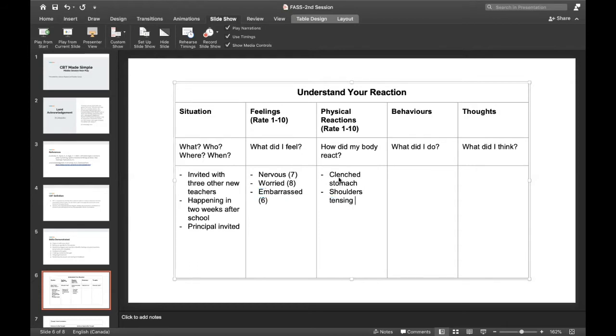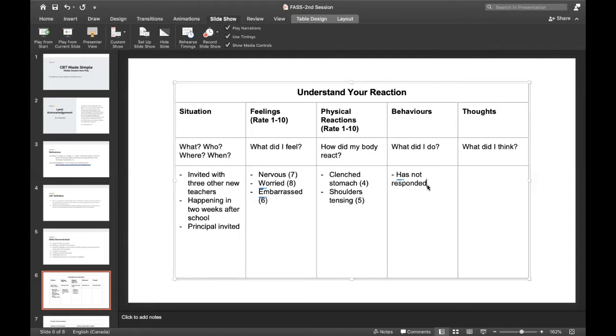Okay. Can we take a moment to rate your physical reactions? Sure. My stomach clenching was a 4 and my shoulders tensing was a 5. Okay, when this happens, something that can be useful is to pause, take notice of how your body is reacting, and describe the reaction. What was your behavior in reaction to getting the invitation? I didn't respond and I still haven't RSVP'd.